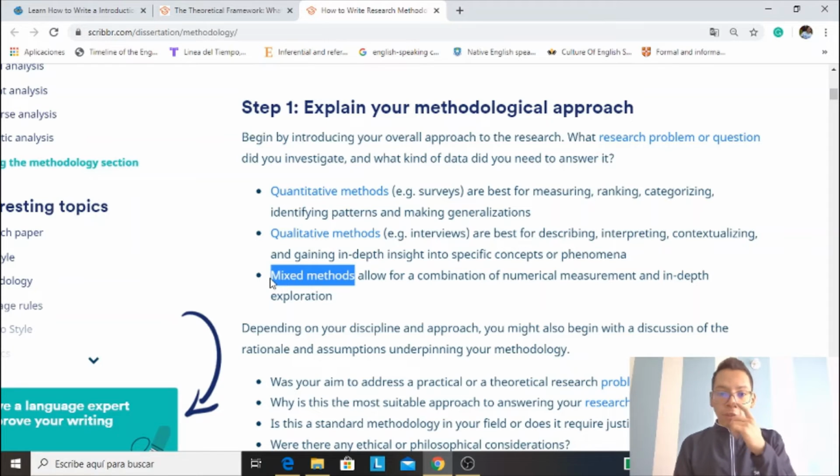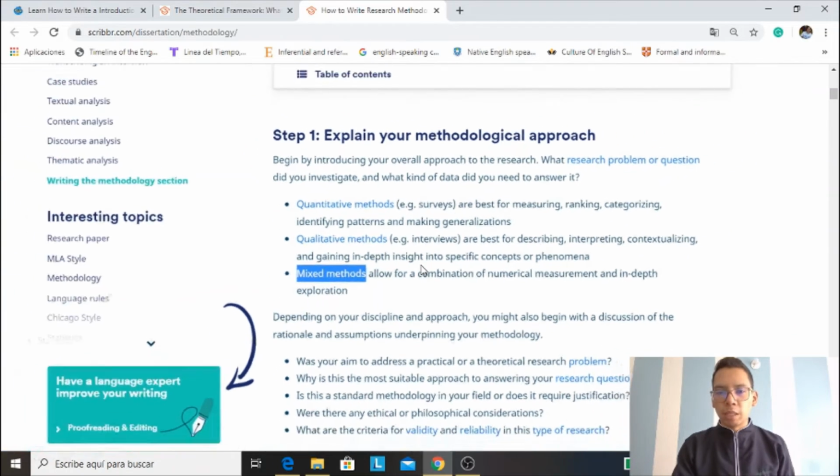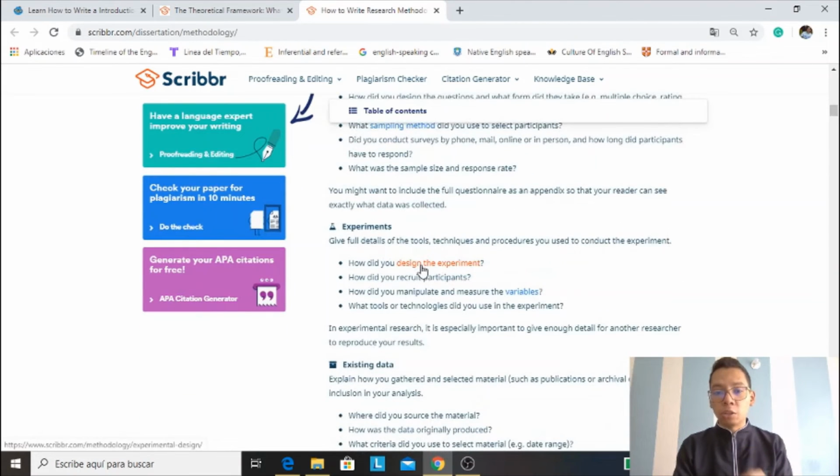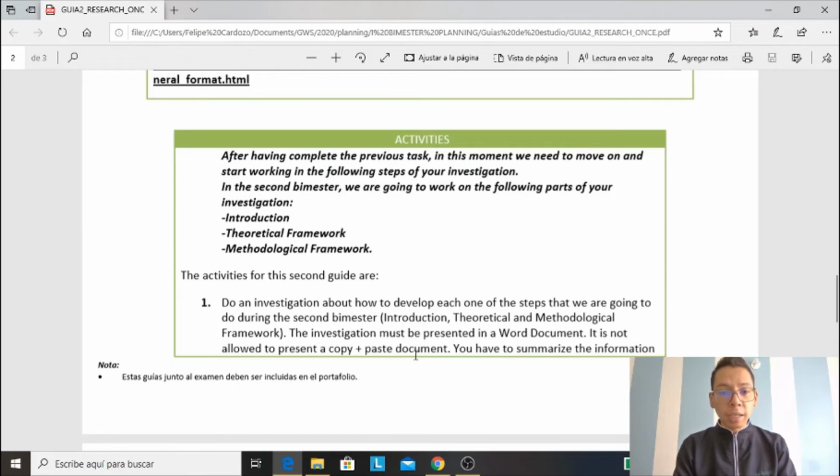Most of the time we have a mixed method because we cannot be part of only one method, because we want to do interviews and also surveys and also class observations, so we can mix those methods to have the better development of the investigation, okay? So please feel free to use this resource for you to understand all the topics. Let's move back to the study guide.